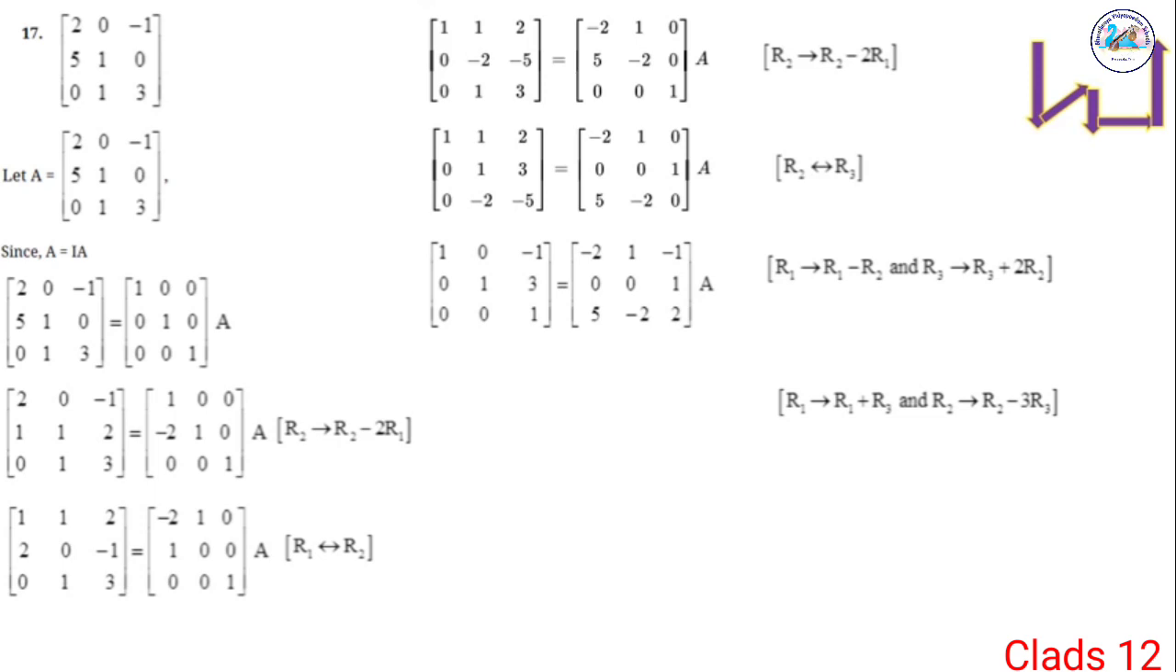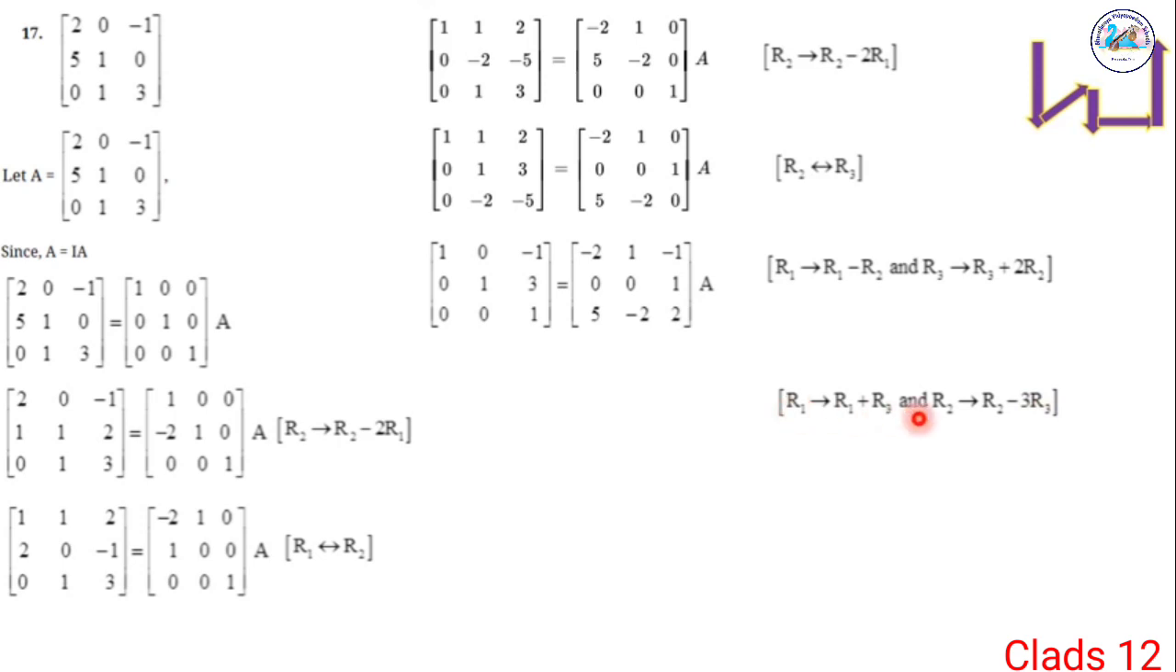R1 changes to R1 plus R3 means we want to make this one 0 now. So it is easy to make 0 because minus 1 is here, plus 1 is here. If you add these two, means R1 and R3, this becomes 0. And R2 changes to R2 minus 3R3. This one we want to make it 0. For that, just subtract R3 after multiplying with 3, subtract from R2.